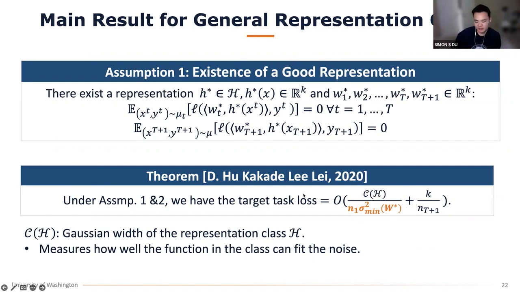Okay, so this is a more general result and applies to a certain type of neural networks if you have a good bound of Gaussian width or other complex measure for neural networks as well. Okay, so that's our main results.